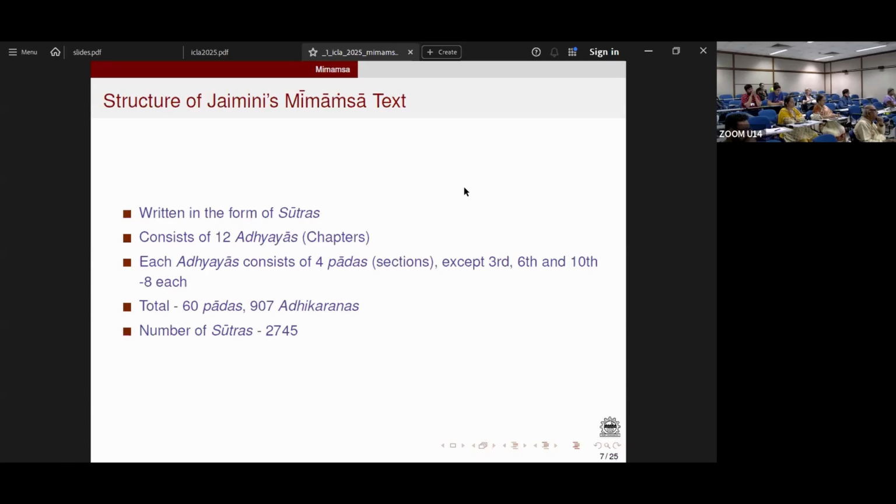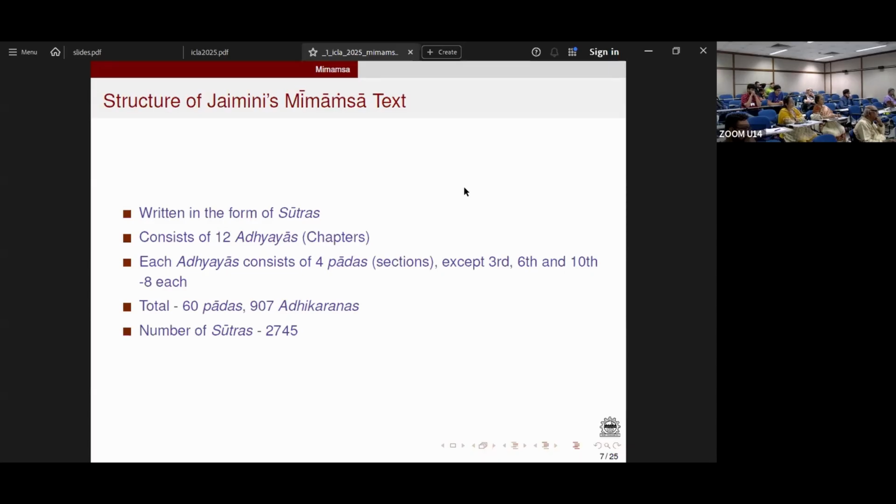Each adhyaya, each chapter, has 4 sections, which are called padas. Typically it's 4 padas, though of course the 3rd, 6th and 10th adhyayas have 8 padas, 8 sections in them. Totally, there are 60 padas and 907 what are called adhikaranas.